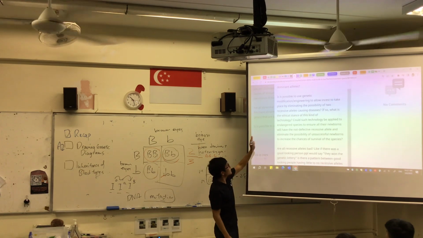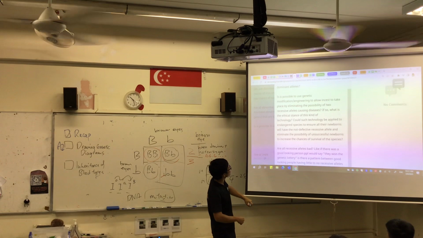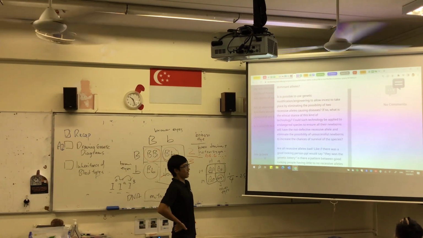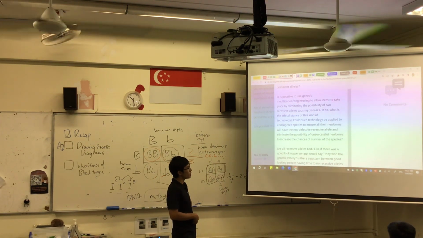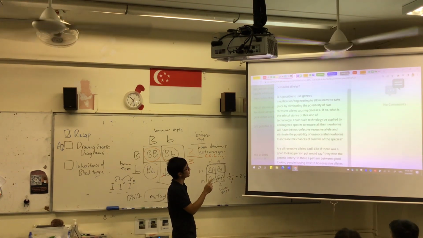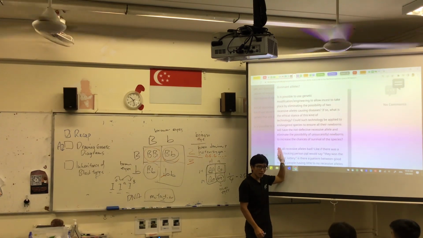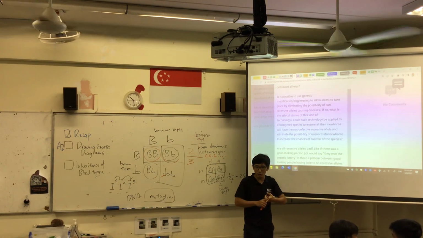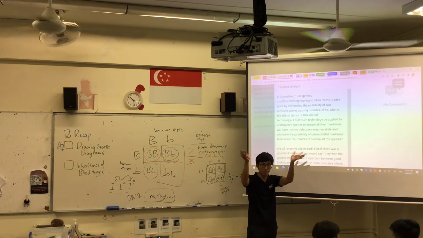But it's good. Is it possible to use genetic modification engineering to allow incest to take place by eliminating the possibility of two recessive alleles causing diseases? If so, what is the ethical stance of this kind of technology? Could such technology be applied to endangered species to ensure all the newborns? Okay. Kara, if I summarize your question, are you asking could we apply genetic engineering to reduce the negative impacts of incestuous mating?